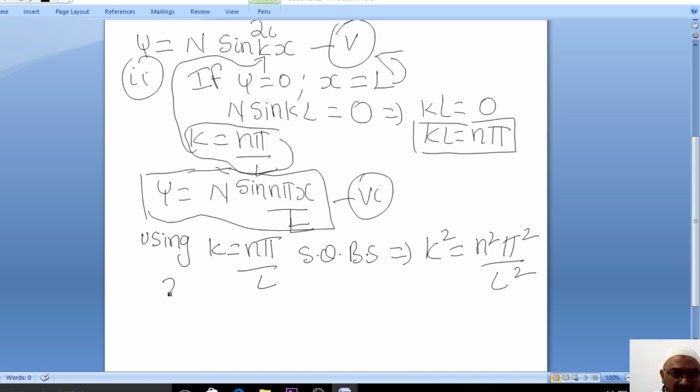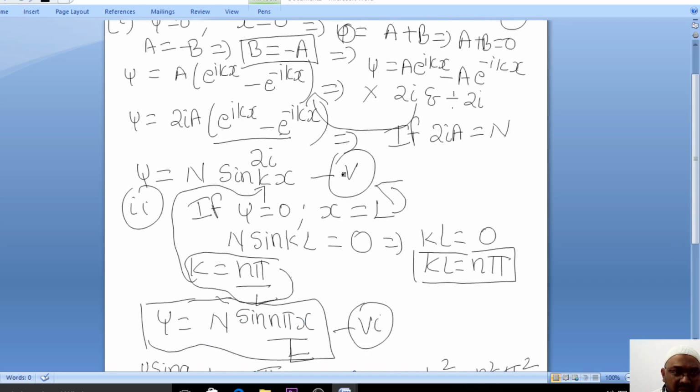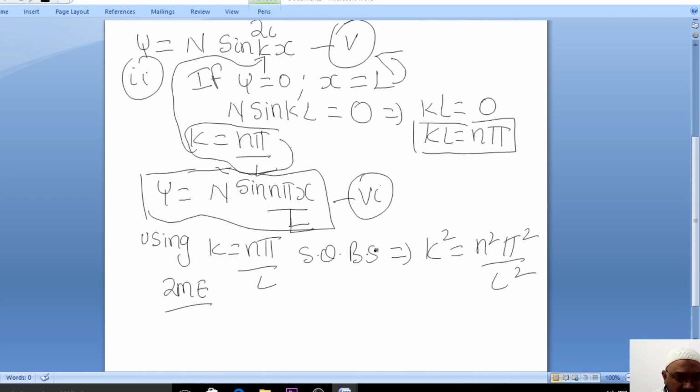So what is k square? We already know the k square value. kL is equal to n pi, so n square pi square by L square. And k square is 2mE by h bar square, which is equal to n square pi square by L square.